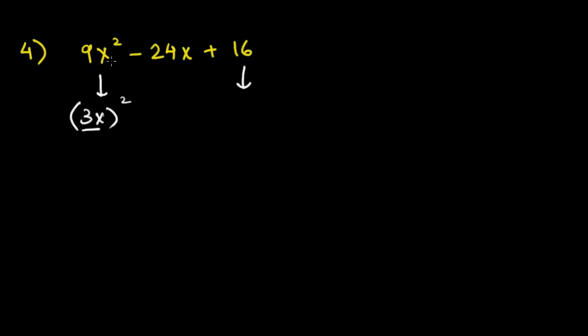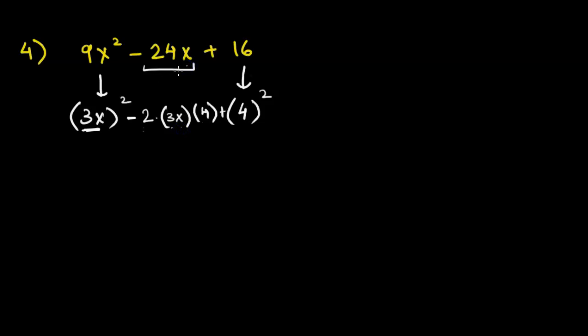Let's take one last question for perfect squares. Just for the sake of practice, we have 9x squared minus 24x plus 16. 9x squared can be written as a square of term 3x. 16 can be written as a square of term 4. And this middle term can be written as minus 2 times 3x times 4. When we multiply this, 2 times 3 is 6 times 4 is 24x.